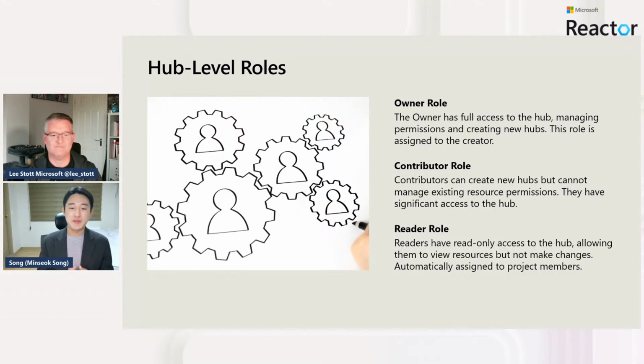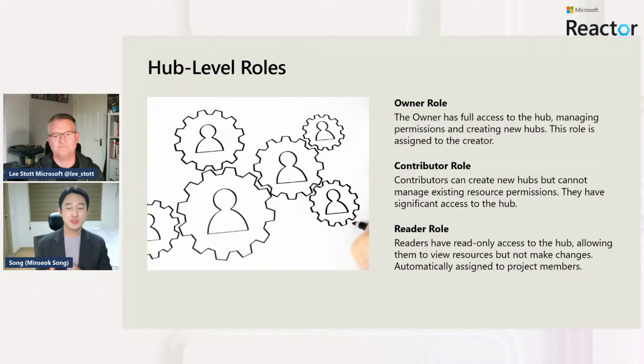At the hub level, we have three main roles. As you can see, the first is the owner. The person has full control. They can create new hubs, manage permissions, and configure shared resources. Next, the contributor. They can create hubs and build solutions, but they can't manage who gets access. And finally, the reader. This is a view-only role. They can't make changes, but it's useful for auditing or compliance checks.